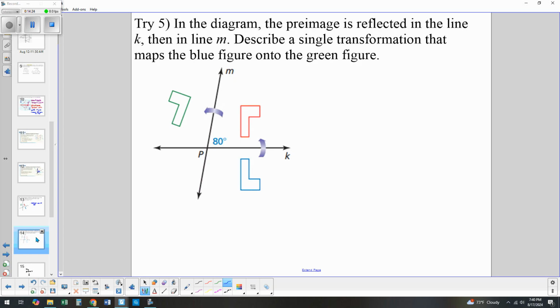So the last one for you to try is just like this one. You could check your answer online, but that is it for section 4.4.